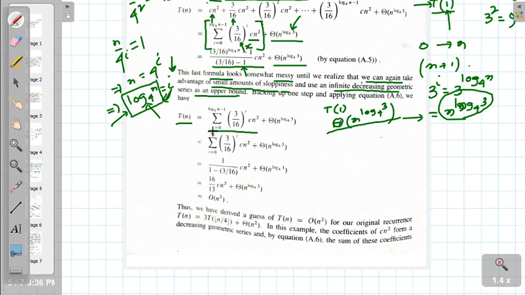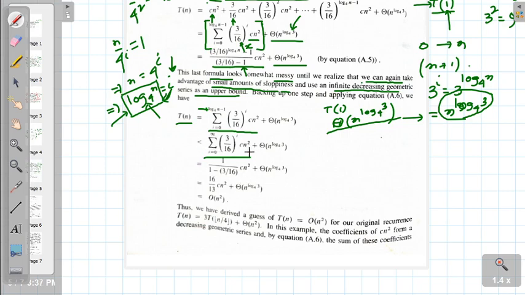summation i equals 0 to infinity, 3 by 16 whole power i, Cn square. I haven't done anything, I have just converted from this 0 to n formula to the 0 to infinity summation. And we can do that because, in 3 by 16 power i Cn square, I am adding a few more positive terms there. So definitely this term will be greater than this. That means this will be less than this. Okay, so now you see we are done.